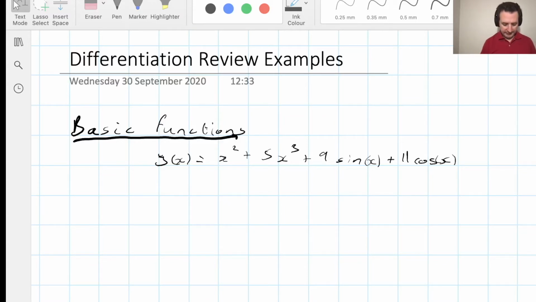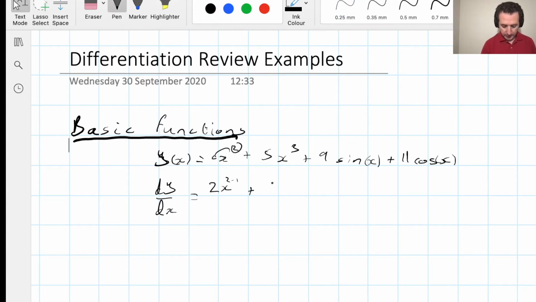Our first example is a very basic function. y of x is equal to x squared plus 5x cubed plus 9 sine x plus 11 cos x. Note, you sometimes see it written as just y of x or y or f of x, but really what it's saying is y is a function of x. So here we look at dy dx, the derivative of y with respect to x, or how does y change as a function of x? So the derivative of x squared is just 2x. That's what I was once taught as the happy birdie law. The 2 comes down, and then you have 2 minus 1, which is power 1.